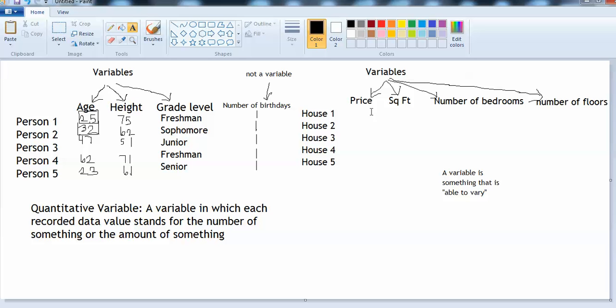What about over here? When we were recording things about houses, the number of bedrooms is a quantitative variable, because each data value is the number of something. The number of floors is quantitative. Price is quantitative. Square feet is also quantitative.